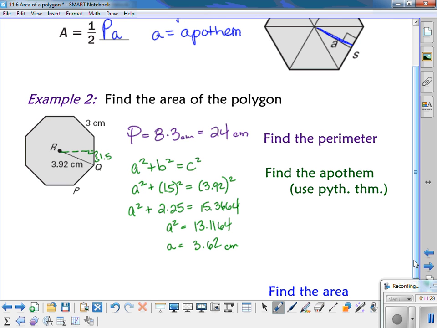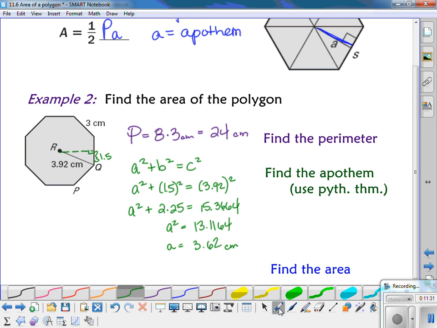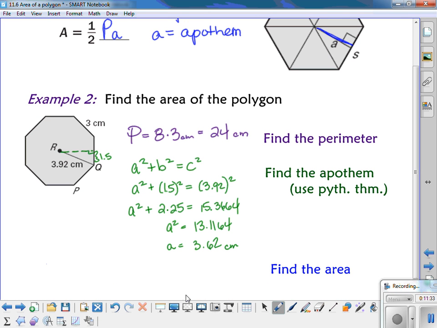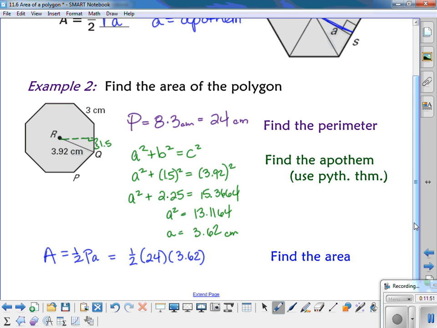So now I can just find the area using area equals 1/2 PA. So 1/2, the perimeter of 24, and the apothem of 3.62. And so I find that my area is equal to 43.5 centimeters squared.